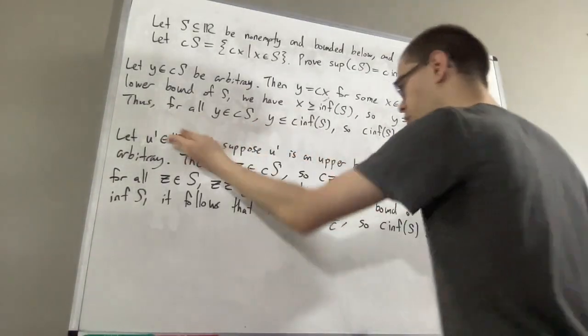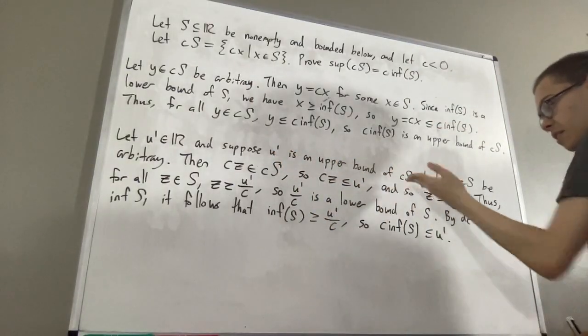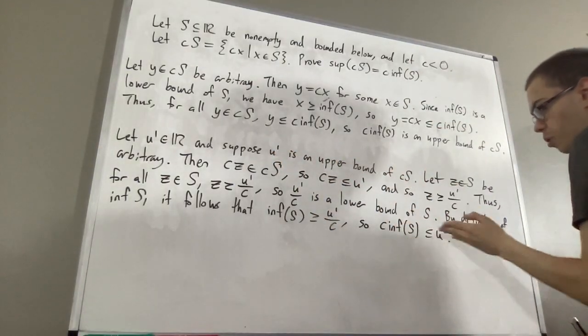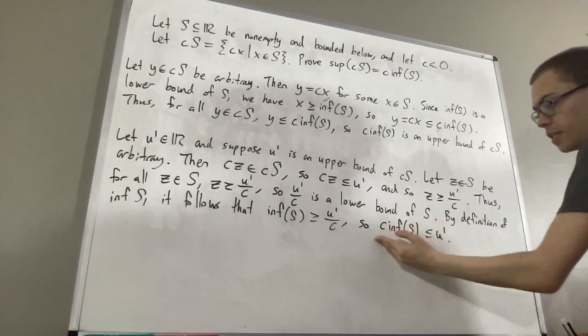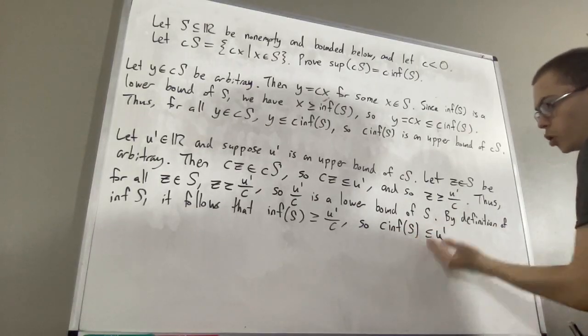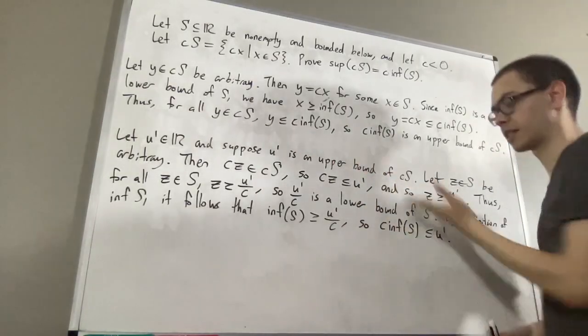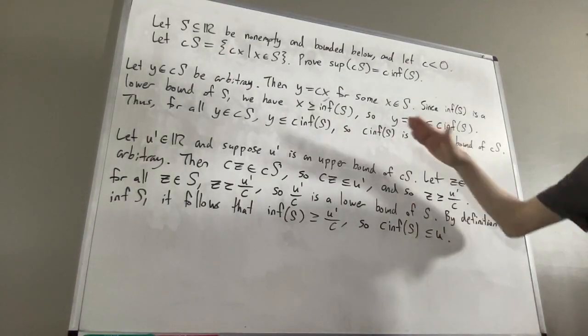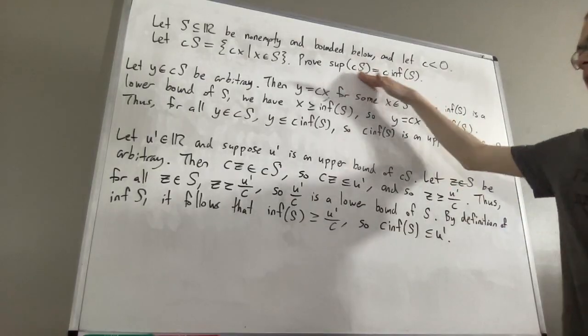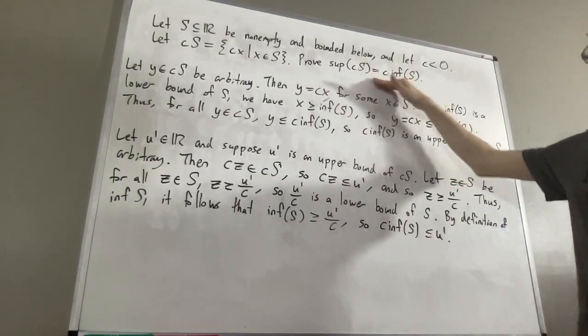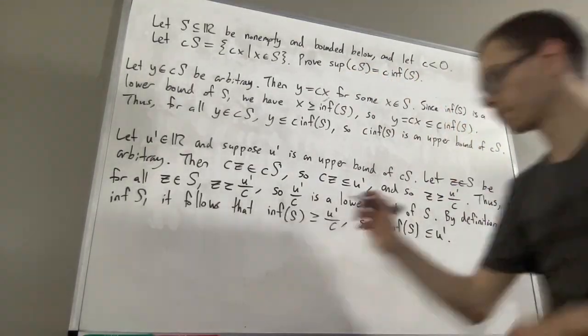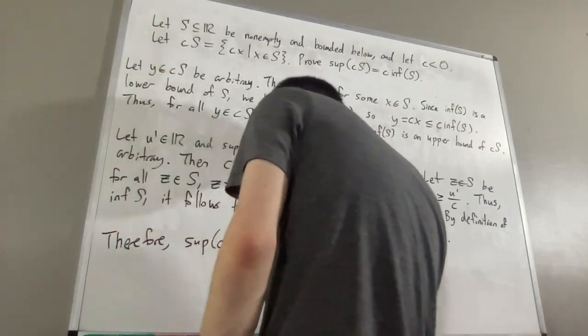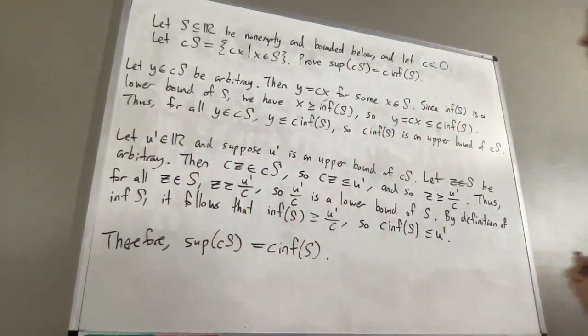We have shown if u prime is any upper bound of cS, then c times the infimum of S is less than or equal to u prime. So in other words, we have shown that c times the infimum of S is less than or equal to every upper bound of cS. That's the second condition for c times the infimum of S to be the supremum of cS. So we've proven that it is the supremum of cS. And that's it. That completes this example.